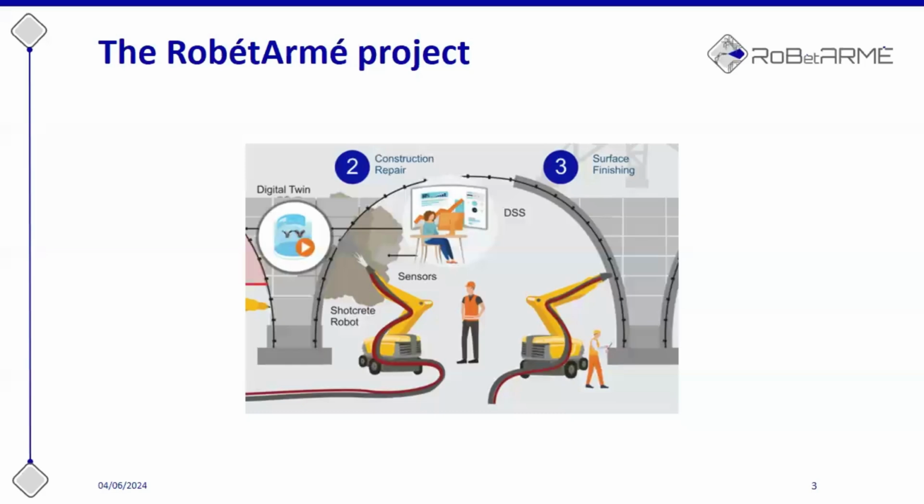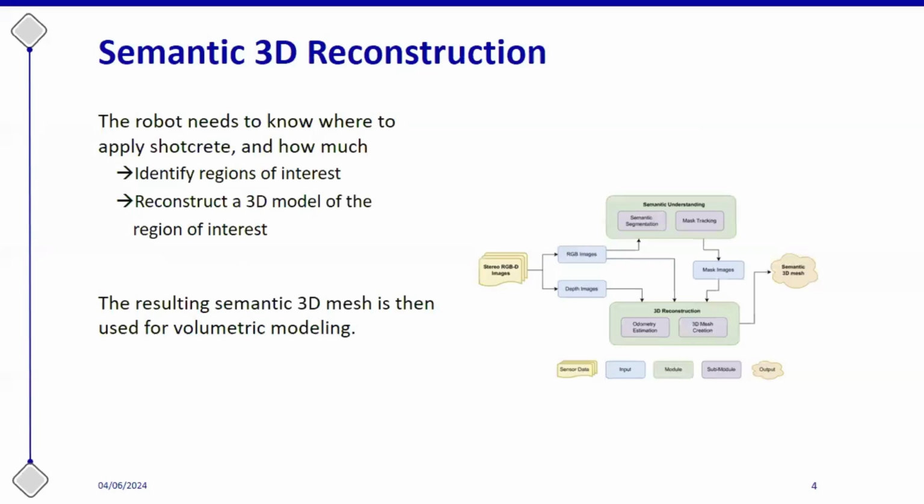So basically we have 2 robots: a shotcreting robot actually performing the work, and an inspection robot, which will perform an inspection and a mapping of the construction site before the shotcrete robot actually does the work. This work is mainly concerning this inspection robot, and we call this semantic 3D reconstruction.